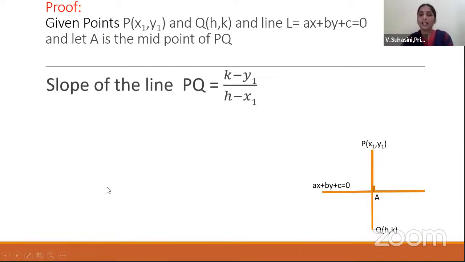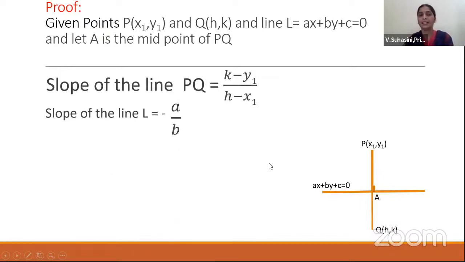Now, we shall observe that PQ is perpendicular to the line L = 0. Since the two lines are perpendicular, the product of the slopes is equal to -1. So we shall find the slope of the line PQ, just as in your previous statement. How to find the slope of PQ, children? We know P(x1, y1) and Q(h, k). When we know two points on the line, the slope can be found using the formula (y2 - y1) / (x2 - x1). So it is (k - y1) / (h - x1).